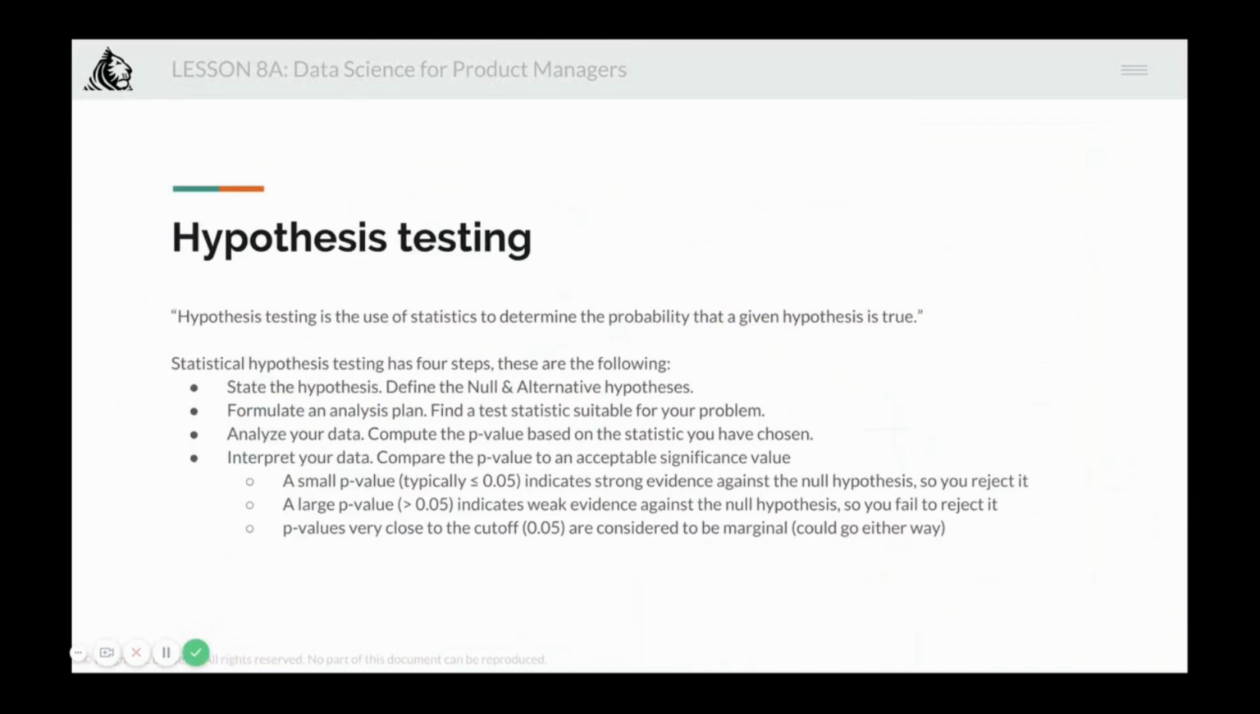And how do you determine that enough people? That is determined by the p-value of that particular survey, of the statistical experiment that you're running. So a small p-value indicates strong evidence against the null hypothesis, so you reject it. A large p-value indicates weak evidence against the null hypothesis, so you fail to reject it. And p-values very close to the cutoff, which is 0.05, about 5%, are considered marginal, so they could go either way, so you will not trust it. So you'll typically look for very, very large p-values like 0.08, 0.09 of sorts.